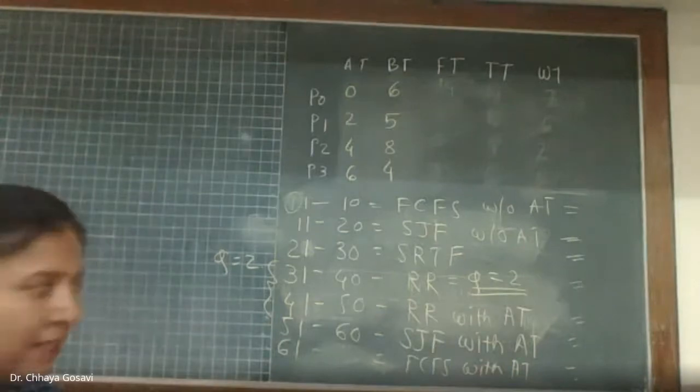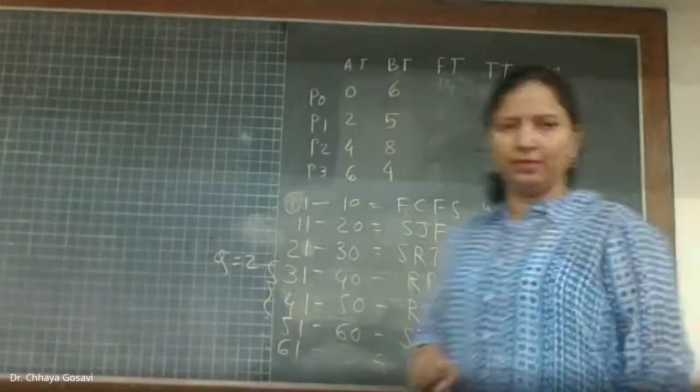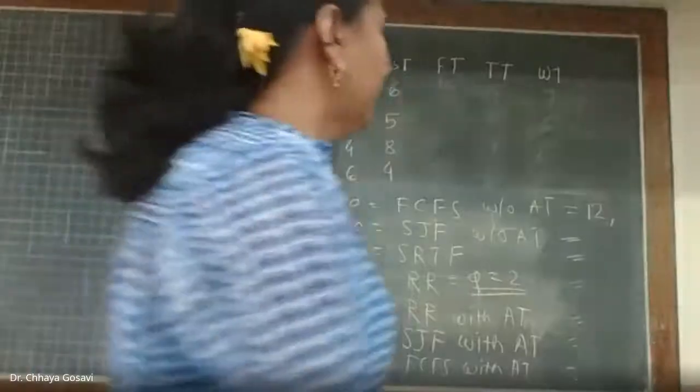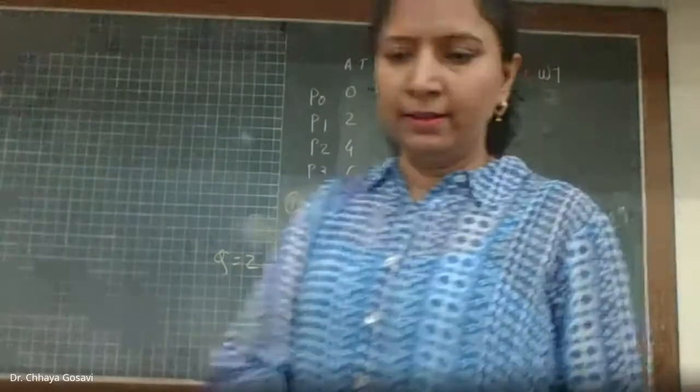What was your answer, Shreya? Ma'am, it was 12. Aparna. Nine. Ishani. Ma'am, is it 9? We'll check.